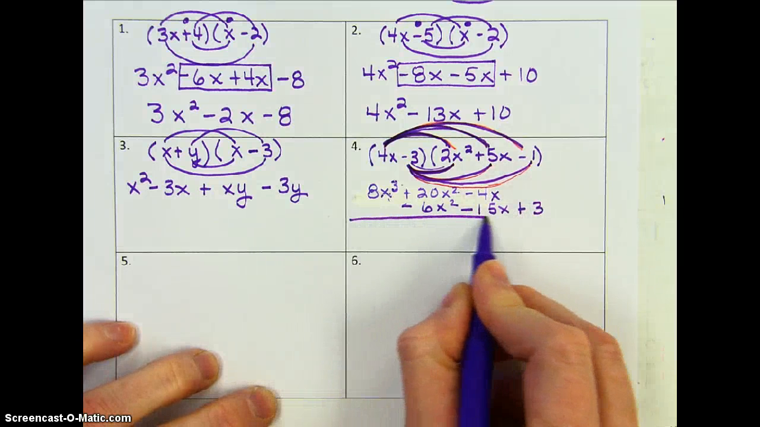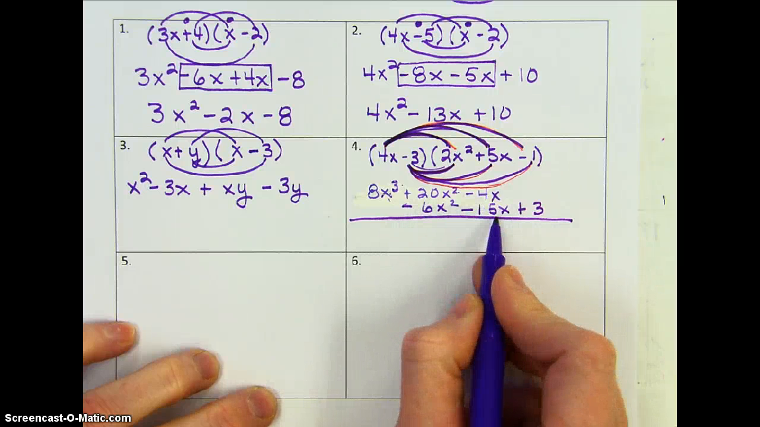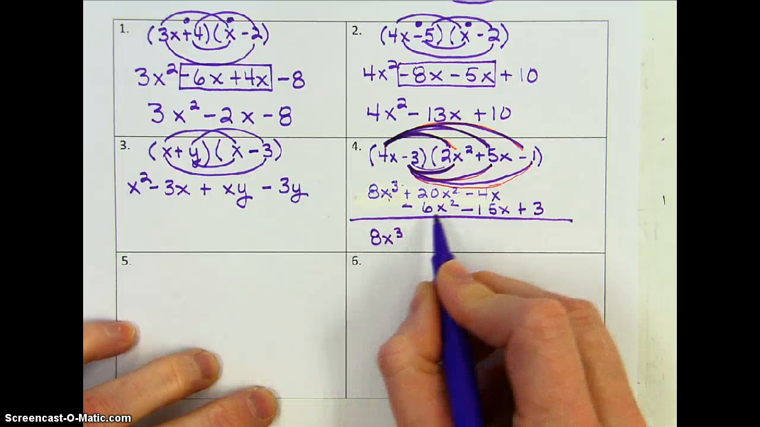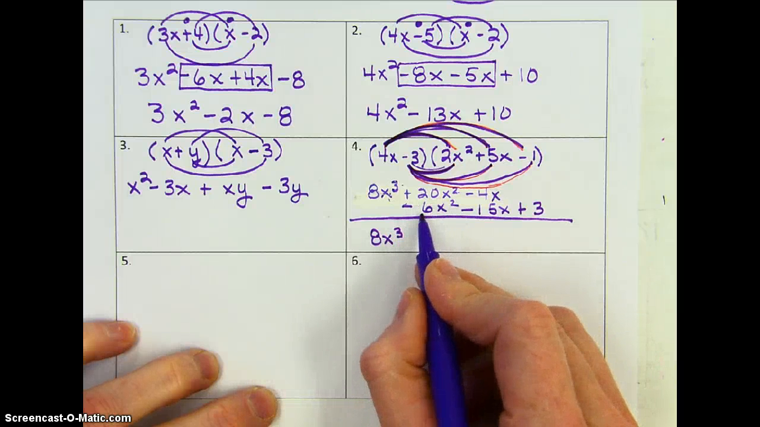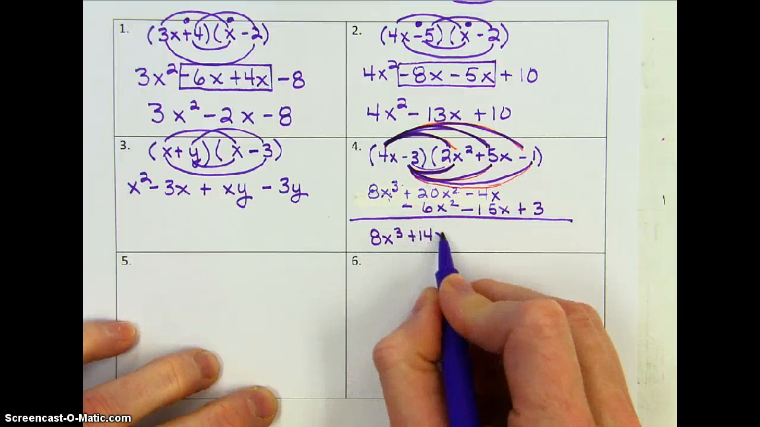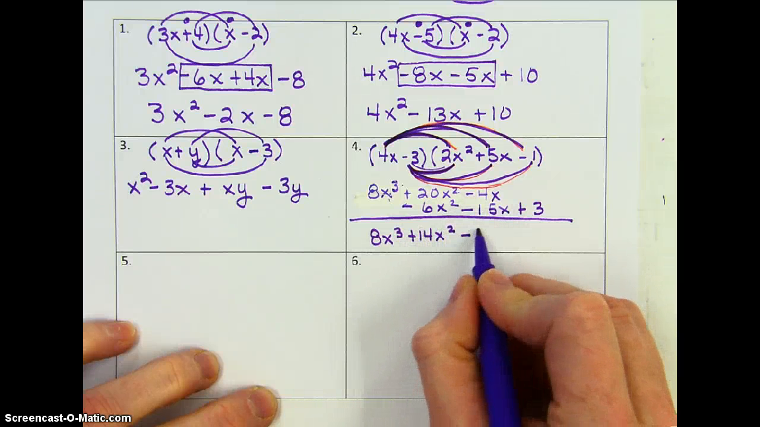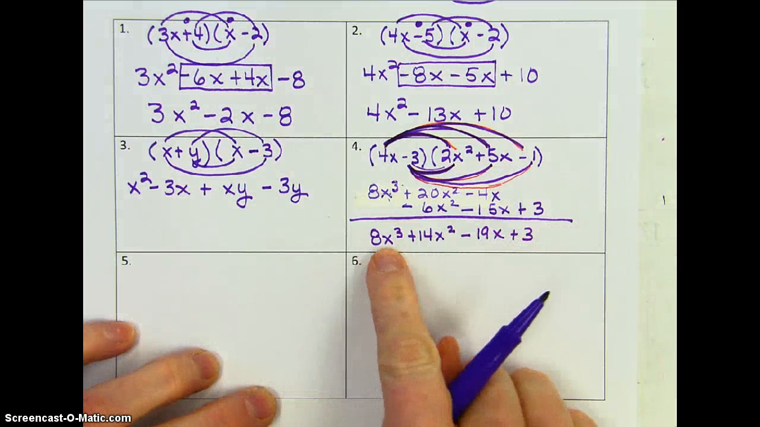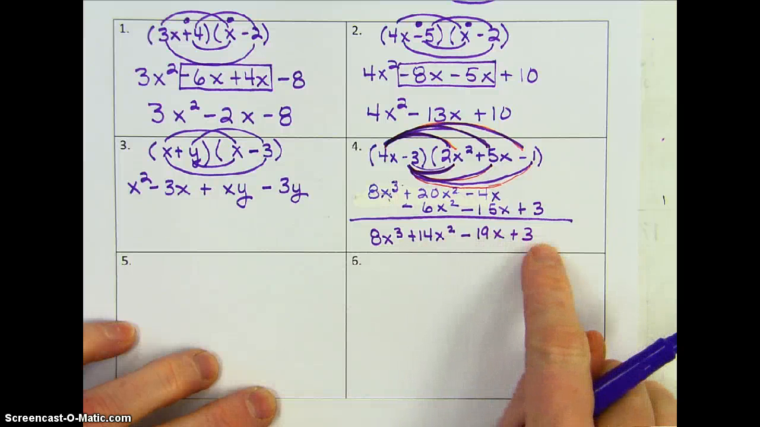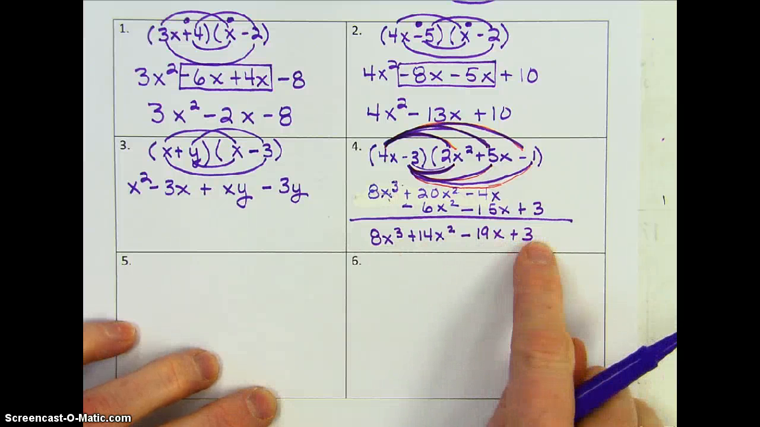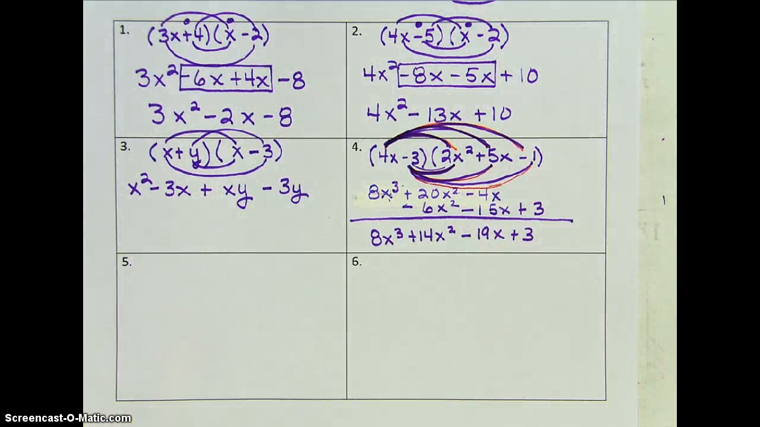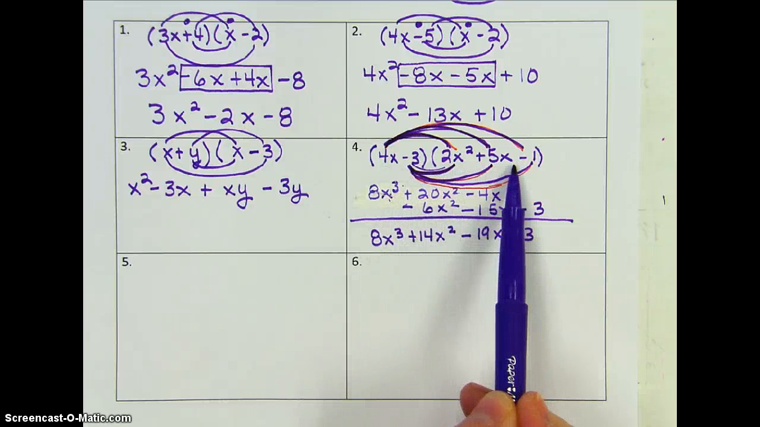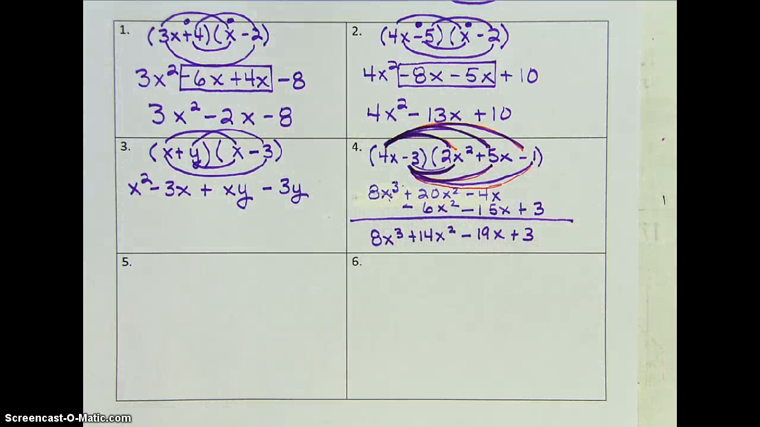Now, when I go to combine like terms, my like terms are lined up. So 8x cubed drops down. 20x squared minus 6x squared is 14x squared. That'll give us negative 19x plus 3. So it's in order 3, 2, 1, 0. And all of my terms are combined. So once again, since we're multiplying a binomial times a trinomial, FOIL does not work.